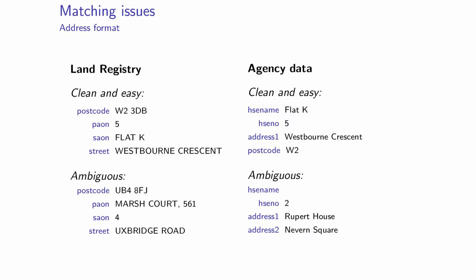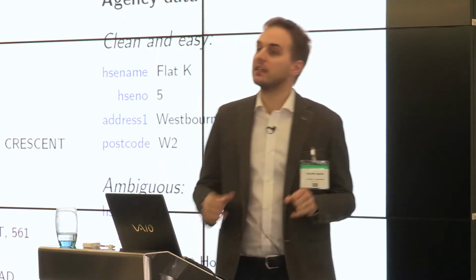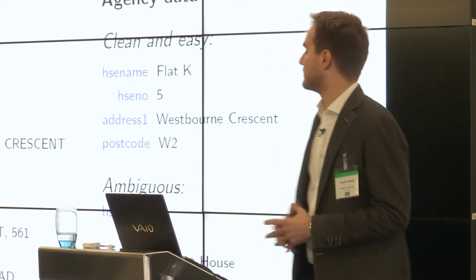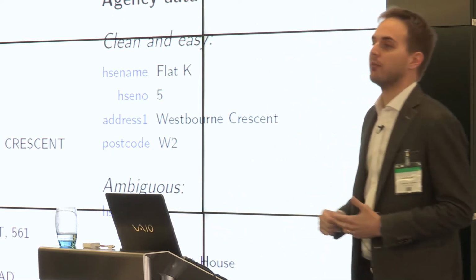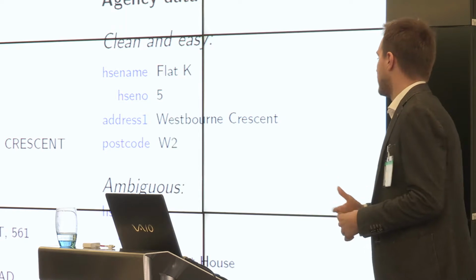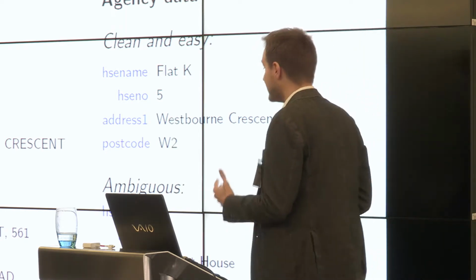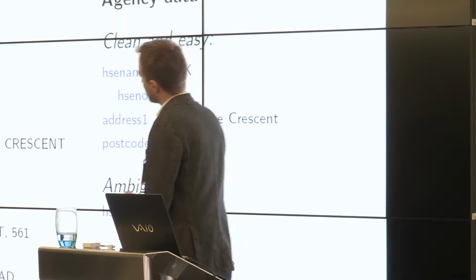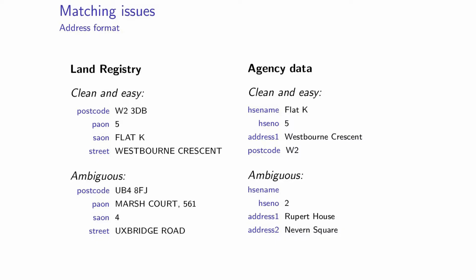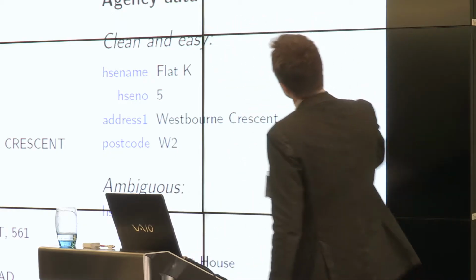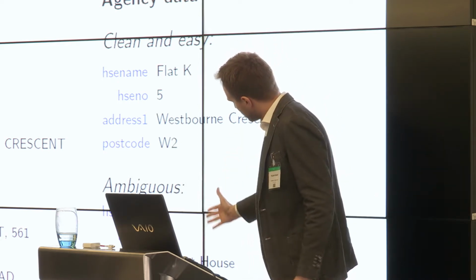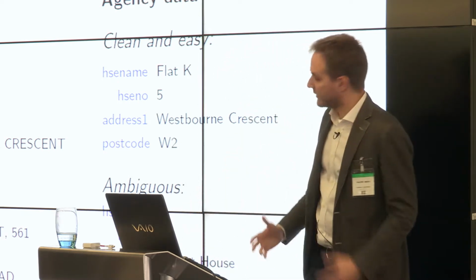So usually it's easy to match houses. It's much more difficult to match flats, because when you deal with flats, you have the flat number, you have the street number, sometimes you have the building name, and it's not always clear what is what. So in this case, Marsh Court, 561 and 4, it's not immediately clear if 4 is the street number or the flat number, etc. So we have all these problems, and often this data is compiled by agents, so often the variables are in the wrong place.